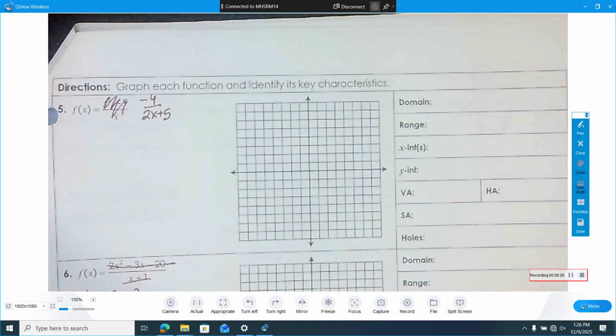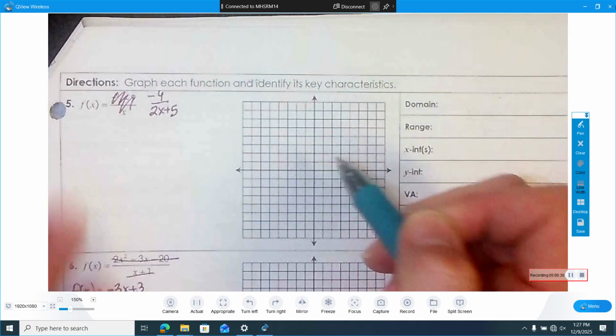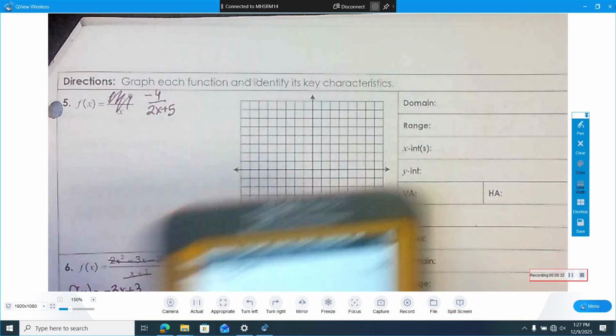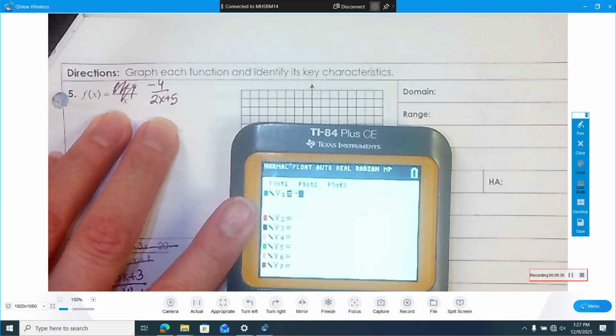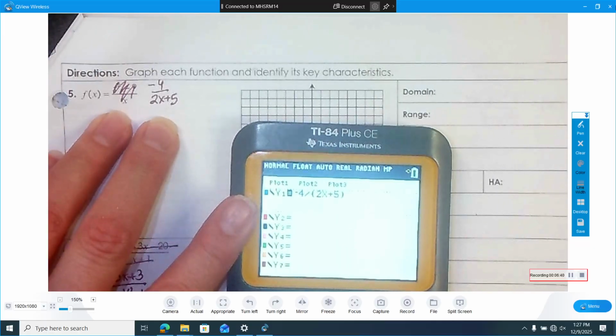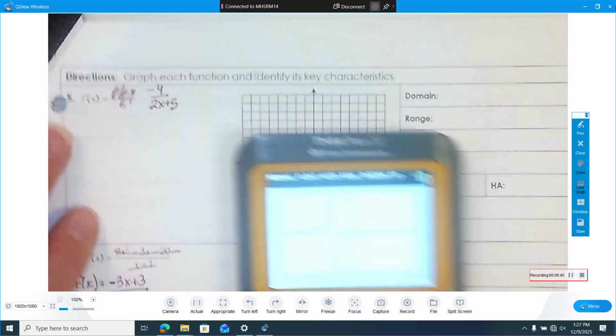So we can talk about what's happening here. And again, we're not going to focus too much on graphing because we have calculators. We can graph these on our calculators. That's no problem. Negative 4 over 2x plus 5. So we can graph these and have a look at what they look like pretty easily.